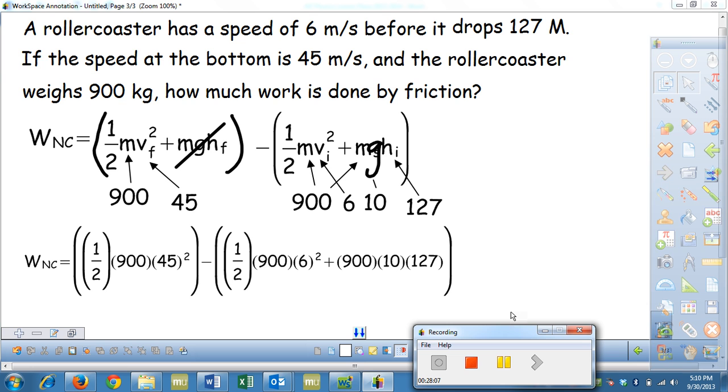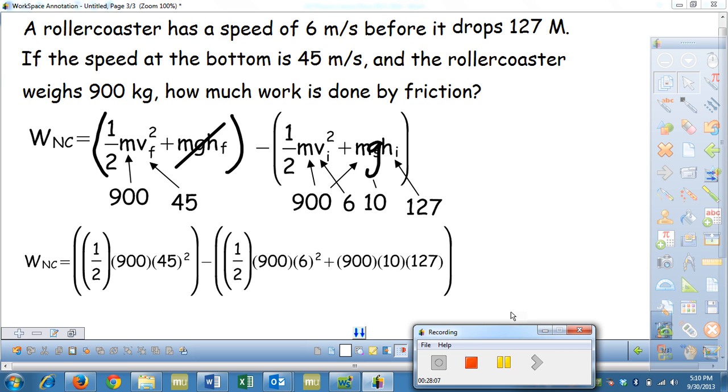Okay, let's see if I got it right. Work non-conservative is 1/2 times 900, which is the mass, times 45 squared, because 45 is the final speed. So that's 1/2 m v squared final. m g h final is 0, since it ends up on the bottom level. Minus the initial: 1/2 times 900 times 6 squared, because 6 is the initial speed, plus m g h initial: 900, the mass, g, approximately 10, h initial, 127. So now it's just a matter of putting this in the calculator.